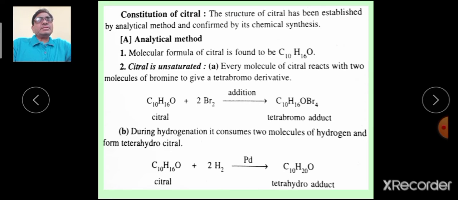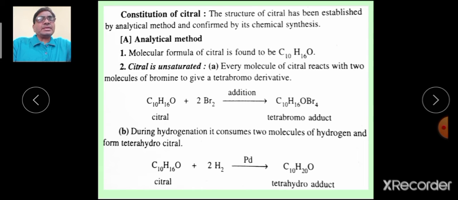Now the second step is that citral is unsaturated. What is the reaction for unsaturation? That is the bromine water test. When bromine reacts with the molecule, it forms an adduct. When one double bond is there, a dibromo derivative is formed. When two double bonds are there, a tetrabromo adduct is formed. Here, citral on reaction with bromine gives a tetrabromo adduct. Tetra indicates that there are two double bonds.